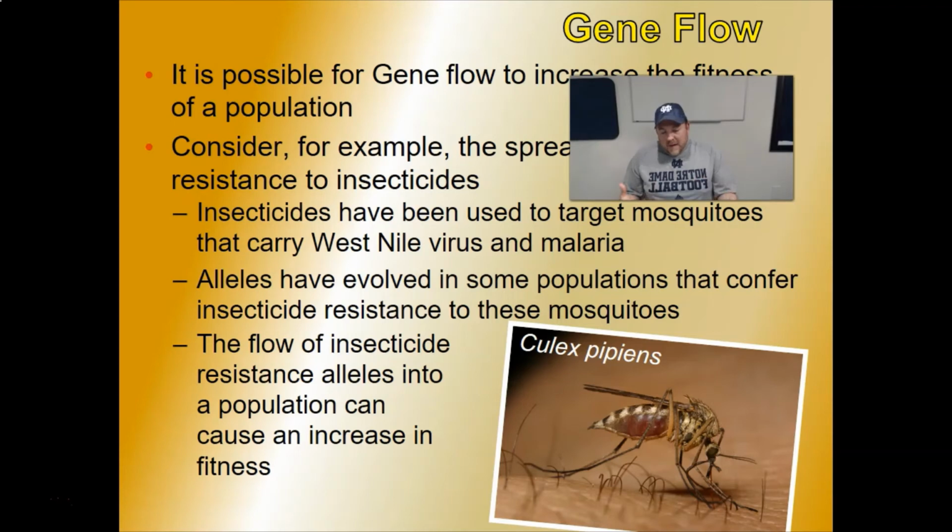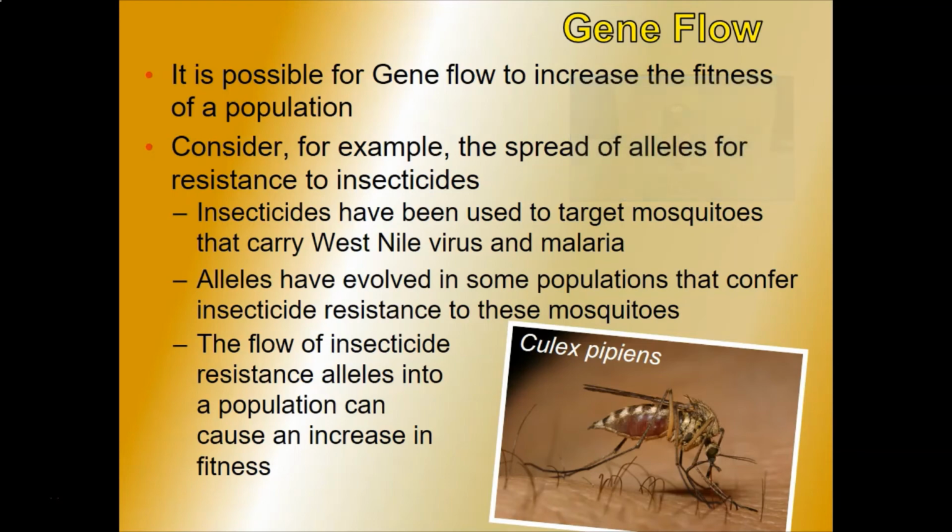And what's going to happen again? Well, if they're resistant, natural selection, they'll live through the changing environment of this poison. But what if one of these mosquitoes now flies to a new population and starts to mate in that population? There's gene flow, right? And now you've just increased the fitness in that population.